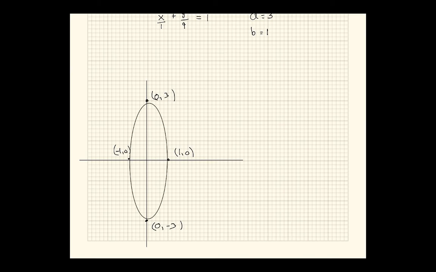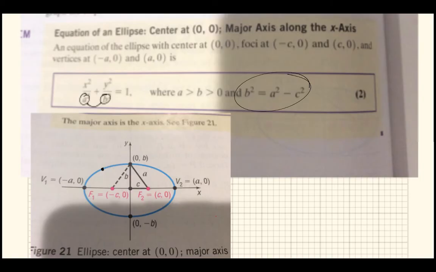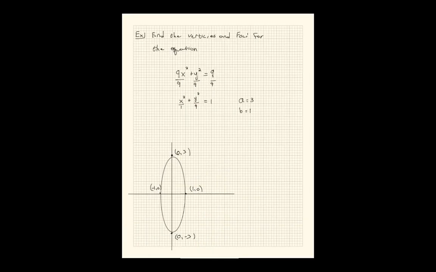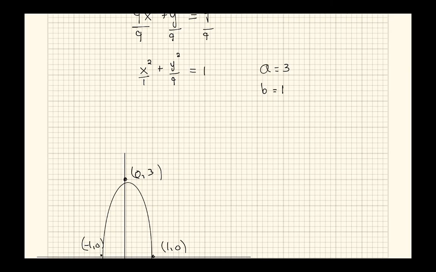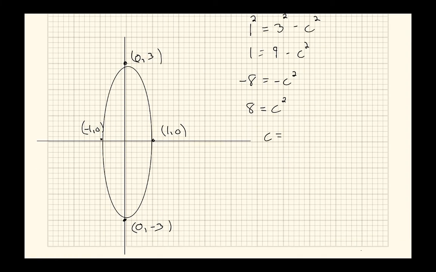So we need to figure out where on this major axis our foci are. We use that equation, b squared equals a squared minus c squared. So 1 squared equals 3 squared minus c squared. 1 equals 9 minus c squared. Subtract the 9, you have negative 8 equals negative c squared. Multiply both sides by a negative to cancel that. So 8 equals c squared, and c will equal the square root of 8, which is 2 root 2.